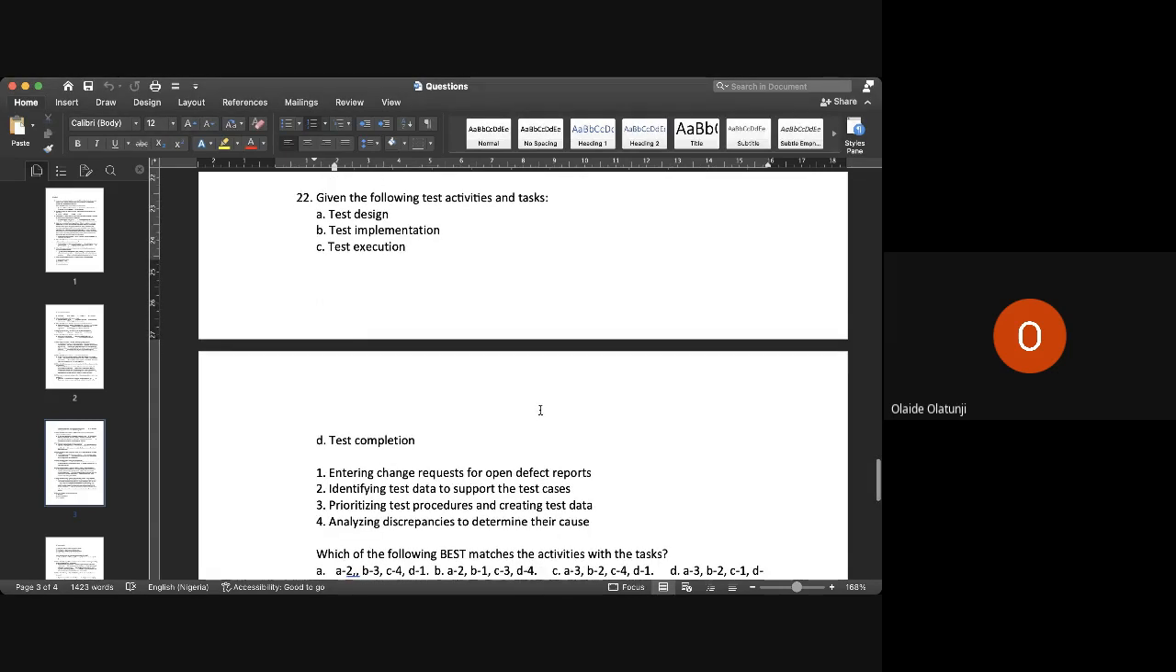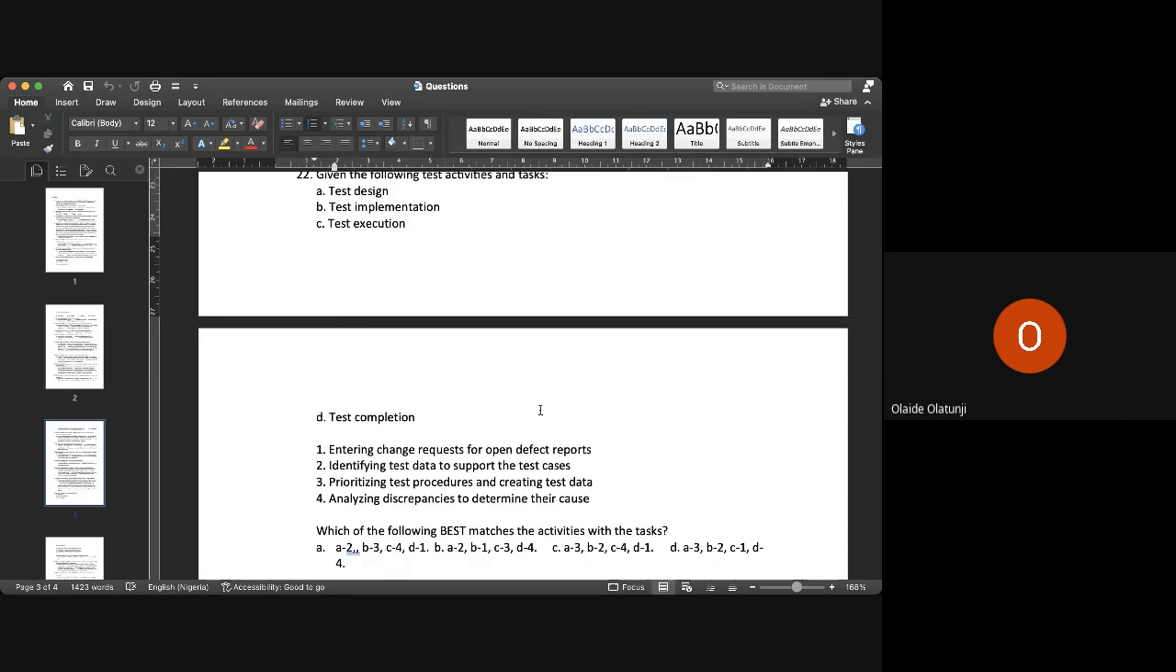Test design. What is test design? Identifying test data to support test cases. That's test design. Test implementation. What's test implementation? Let's leave test implementation for now. Test execution. What's test execution?